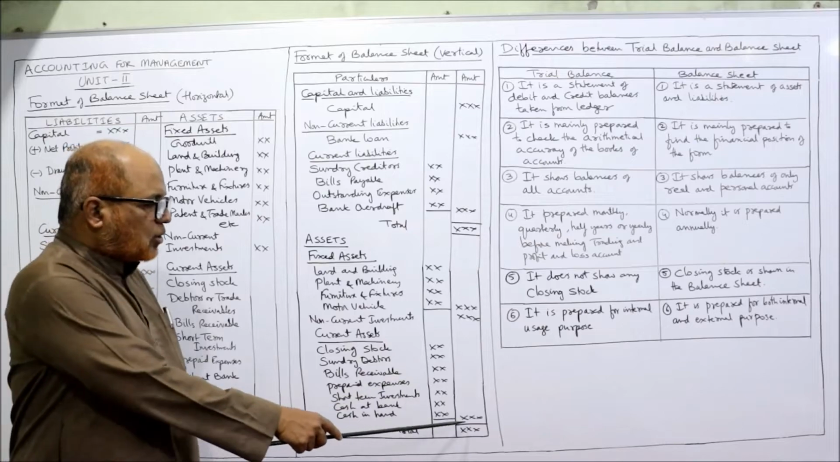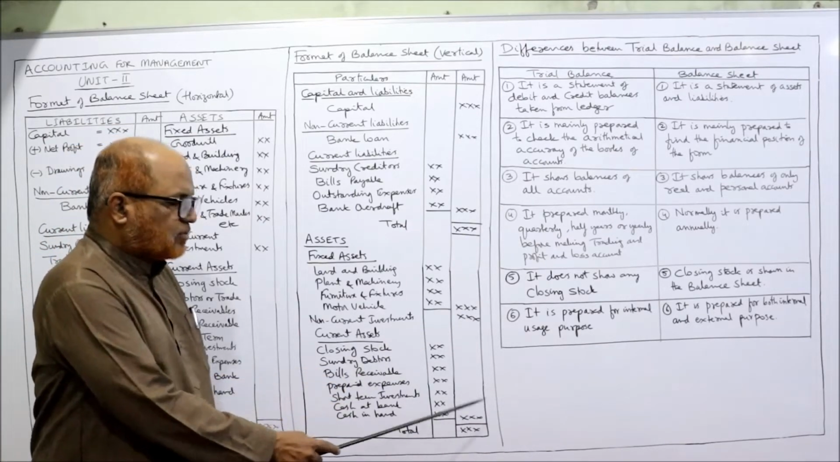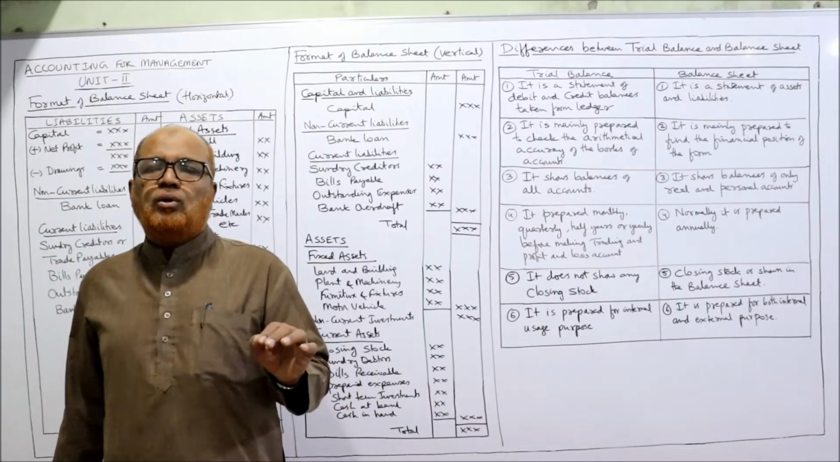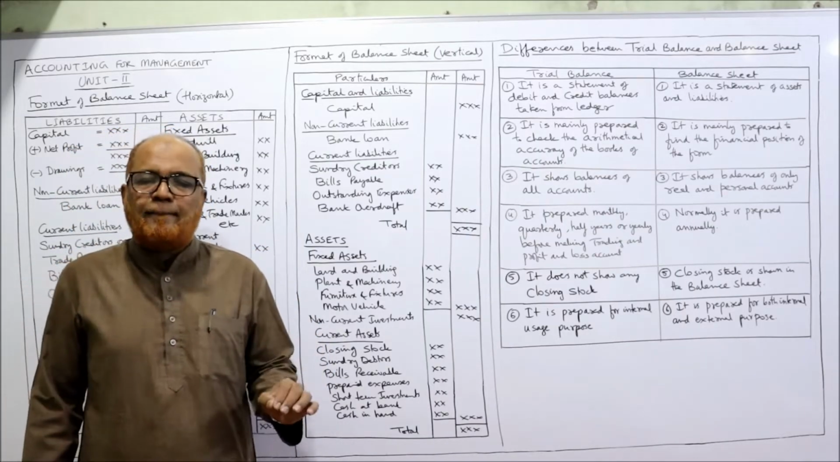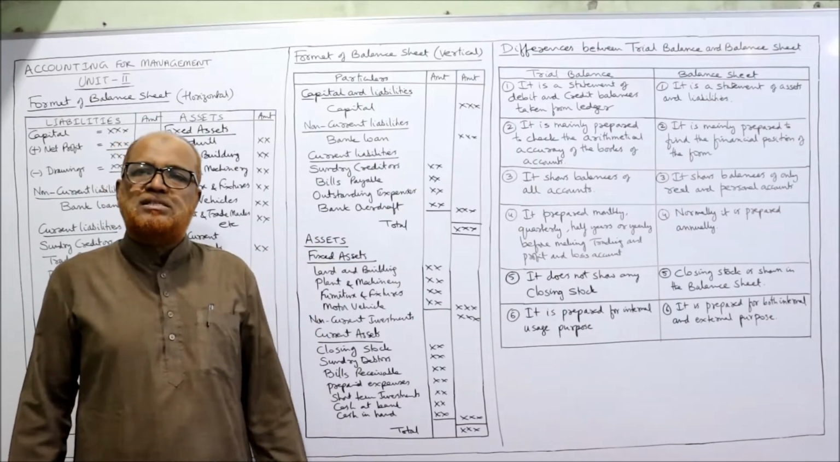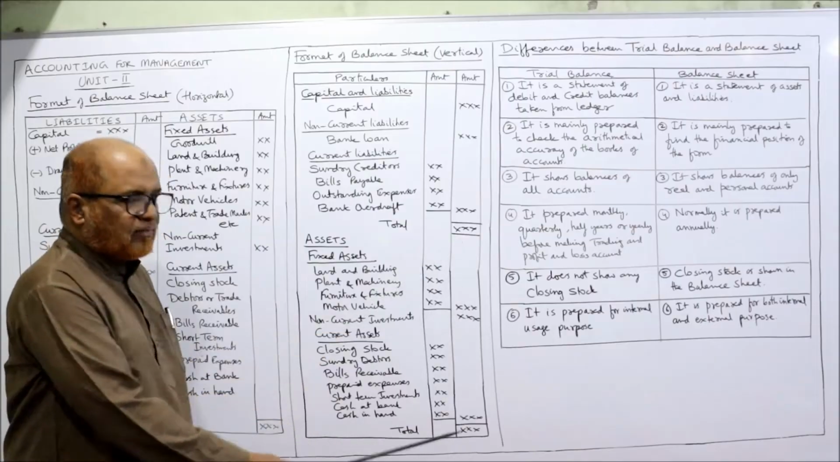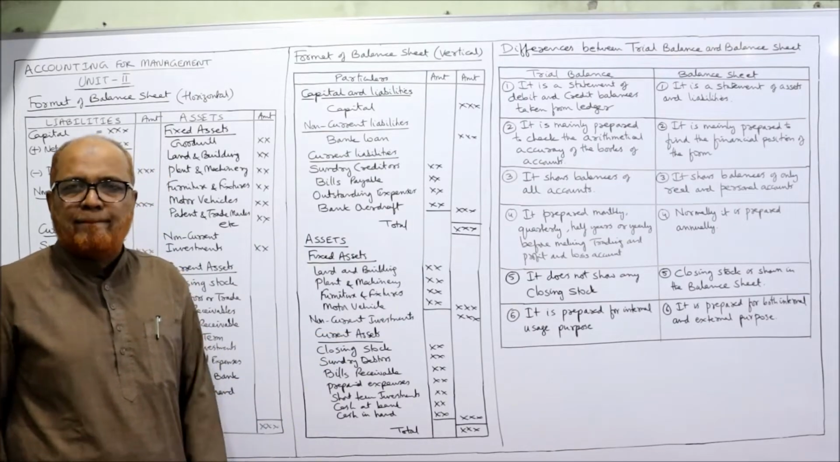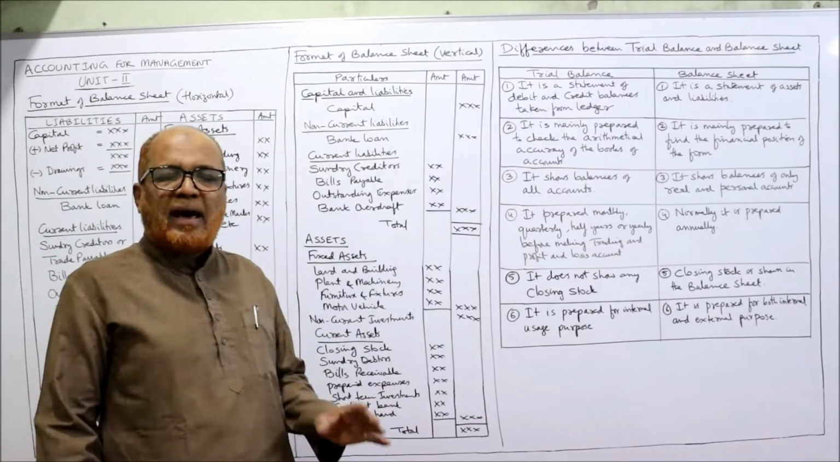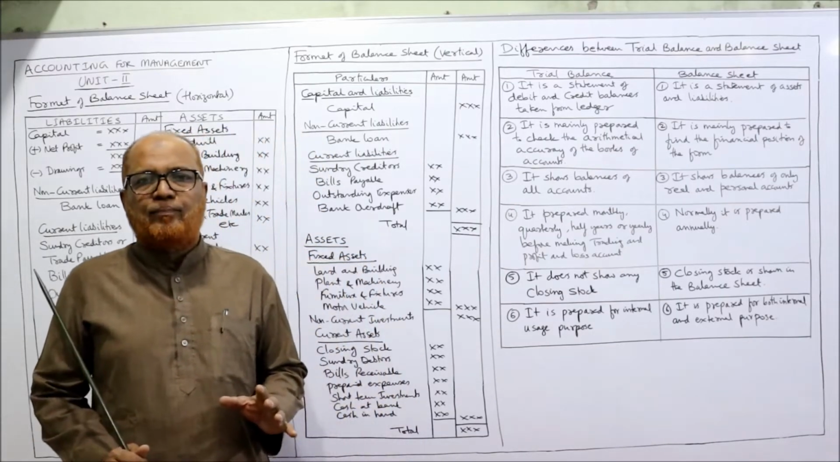Take the total in the outer column. Now find out the total. Fixed assets, non-current investments, current assets will get the total. If you do not commit any mistake, then total of liabilities and total of assets must be equal. Here this is the total of liabilities and here is the total of assets. Both should be same. This is the format of balance sheet, horizontal form as well as vertical form.